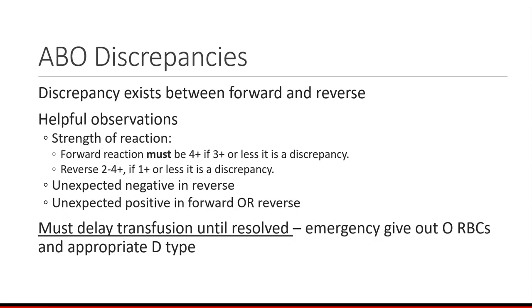If you get an unexpected negative in the reverse, or an unexpected positive in the forward or reverse, transfusion must be delayed until the discrepancy is resolved. If this is an emergency, give out RBCs, group O, and appropriate D type.